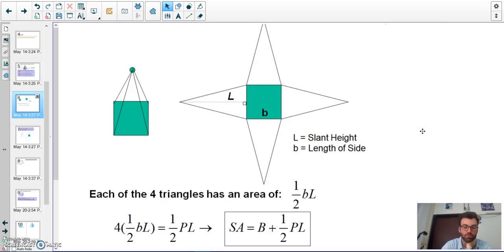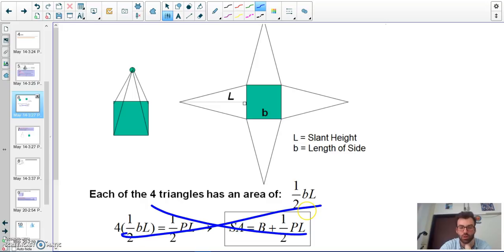Let's ignore this for now, because I want to simplify this a little bit more. L is our slant height. Our slant height is the height of one of our lateral faces. Little b is the length of one of the sides.